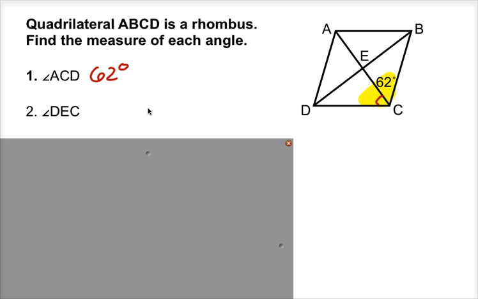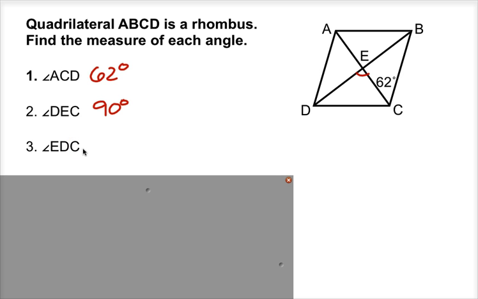Now I'm going to find out how big is angle DEC. Well, let's see, angle DEC is right here. And I know the diagonals of a rhombus are perpendicular, so angle DEC is going to have to be 90 degrees.